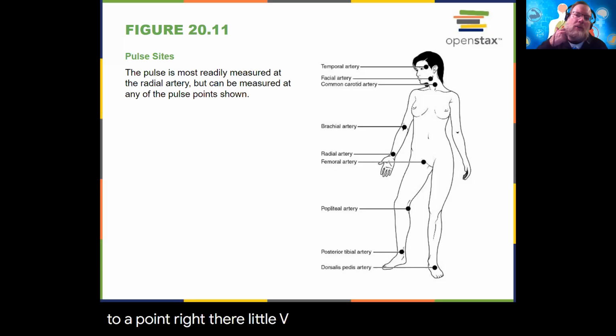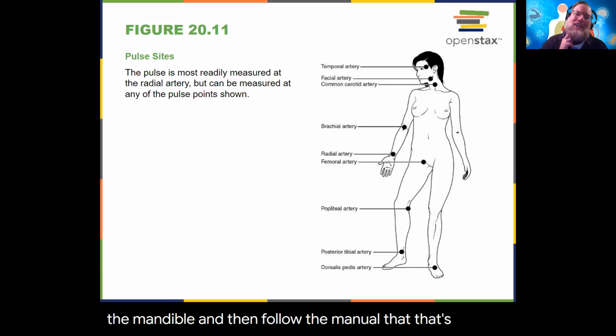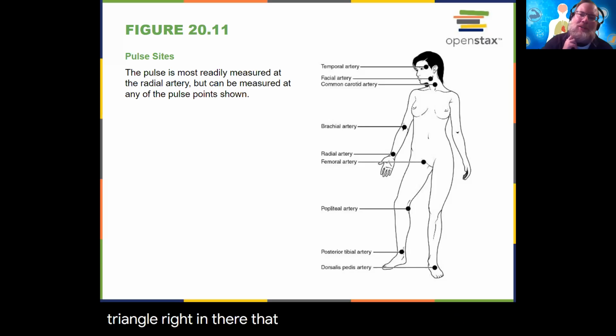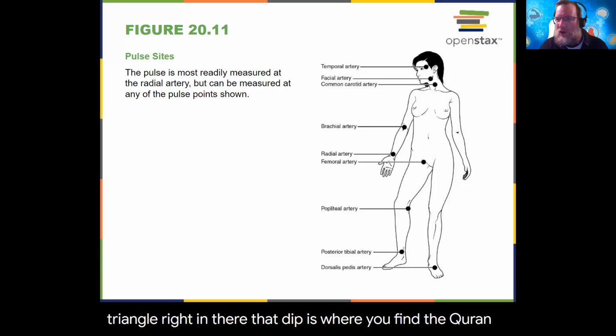And then if you find the inferior border of your mandible, that forms the other part of the triangle. So you can draw a triangle from the corner of your mandible and the SCM right down to your trachea, and then follow the trachea back up to the mandible, and then follow the mandible. That's a triangle right in there. That dip is where you find the carotid artery.